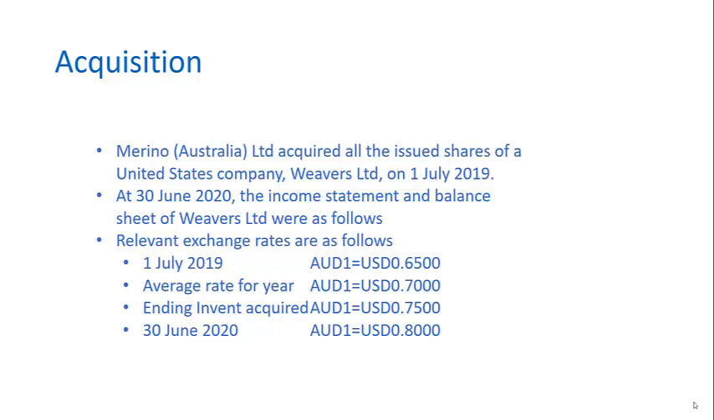And throughout the year, the relevant exchange rates were, on 1 July, when the firm was acquired, 65 cents. The average for the year, 70 cents. The ending inventory was acquired when the exchange rate was 75 cents, and the financial year end or closing rate is 80 cents.